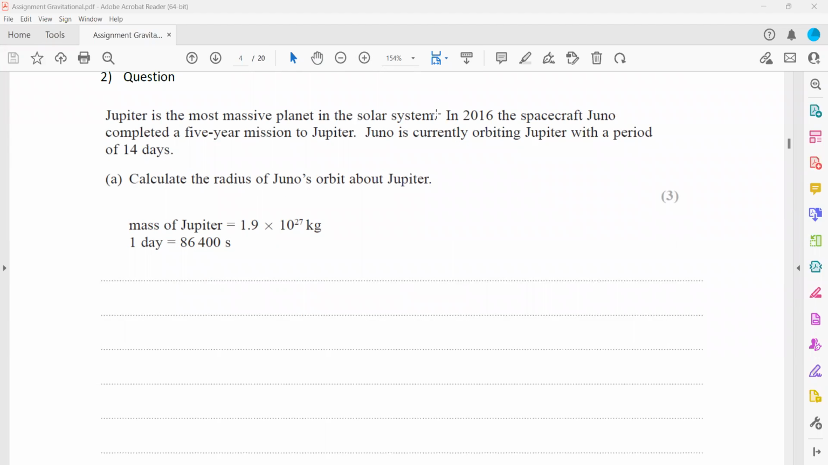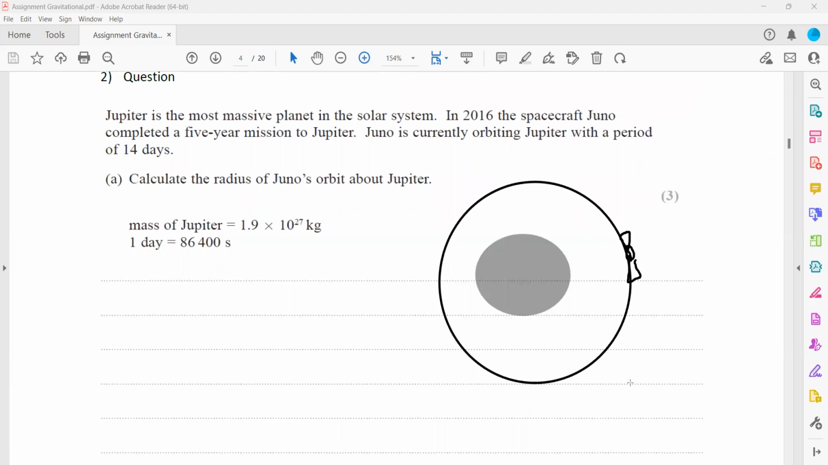So if you want to calculate the radius, say this is representing Jupiter and a satellite is orbiting with a time period of 14 Earth days. The radius is always from the center. Remember one thing: it is between the centers of mass of the two objects. It's not from the surface, it's from the center. So that is the radius of its orbit, we say r.